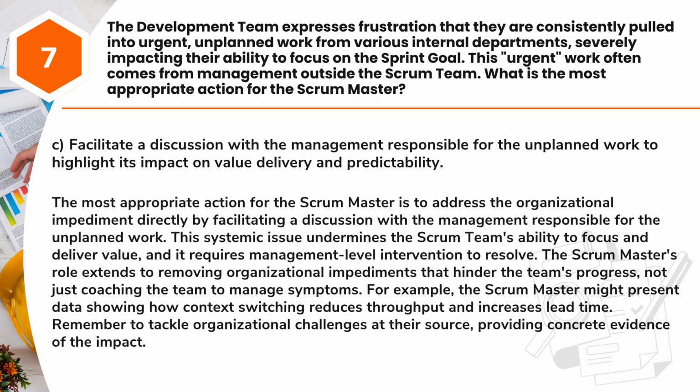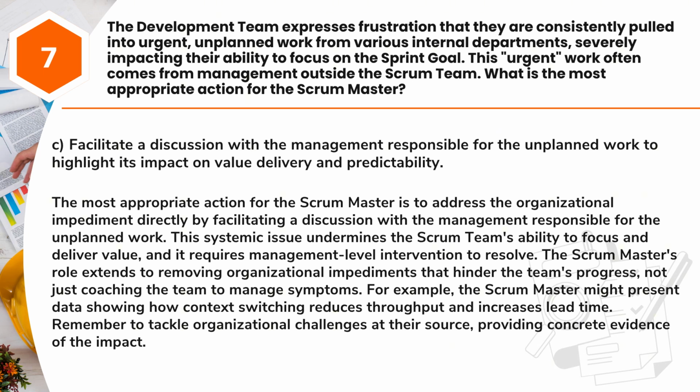Answer: C. Facilitate a discussion with the management responsible for the unplanned work to highlight its impact on value delivery and predictability. The most appropriate action for the Scrum Master is to address the organizational impediment directly by facilitating a discussion with the management responsible for the unplanned work. This systemic issue undermines the Scrum team's ability to focus and deliver value, and it requires management-level intervention to resolve.